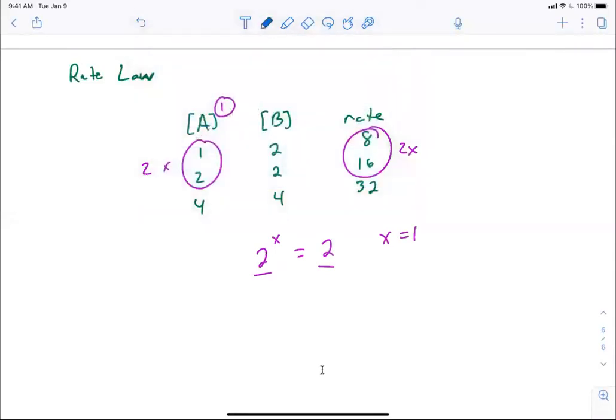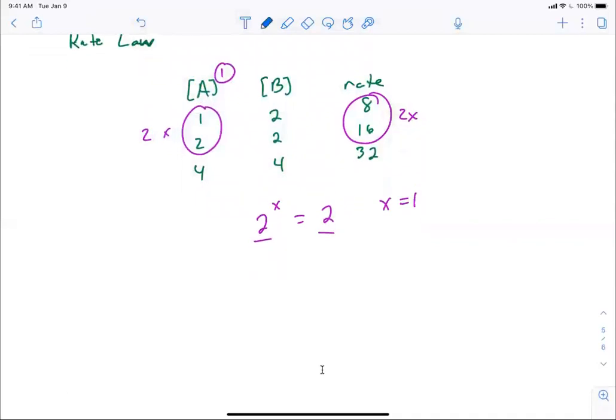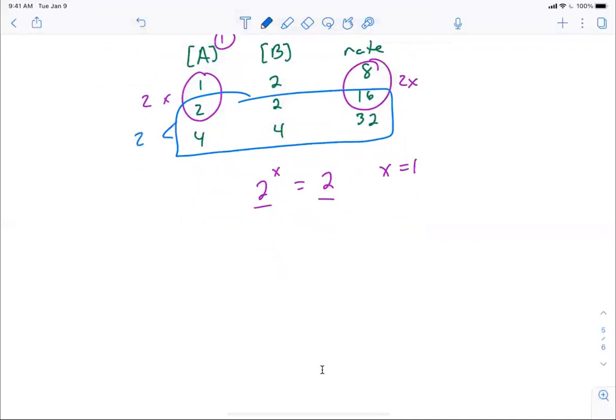The problem with B is there's no place where A is constant. So if you're going to take B and change it, you have to factor in A's change before you factor in B. So let's say we use trial 2 and 3. Well, A doubles, B doubles, and the rate doubles.